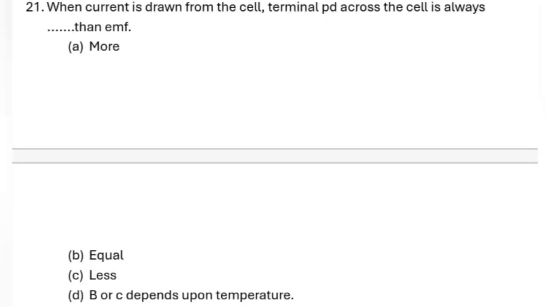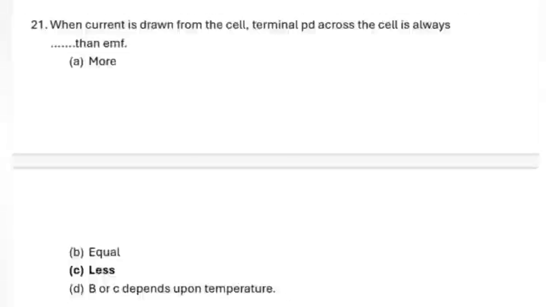Question number 21. Potential difference across the cell is always dash than EMF. Option A more, option B equal, option C less, option D B or C, depends upon temperature. Here the correct answer is option C, less.